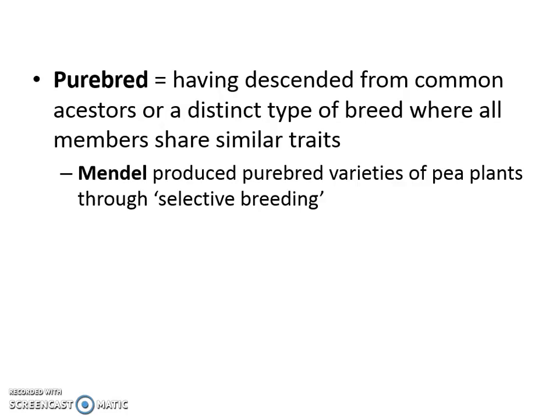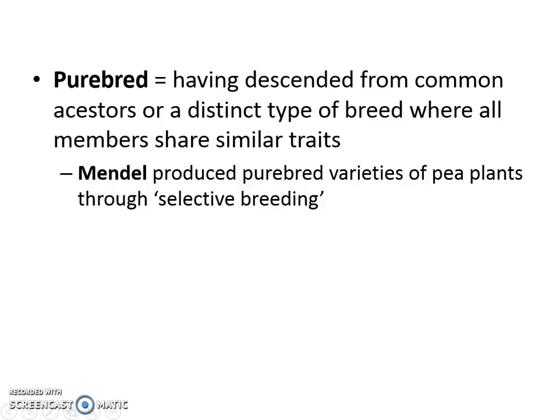When something is a purebred, it means that it's descended from a common ancestor or a distinct type of breed where all members share similar traits. We usually hear the word purebred in terms of dogs. When dogs are purebreds, that means that they have descended from common ancestors and share the traits of those ancestors.